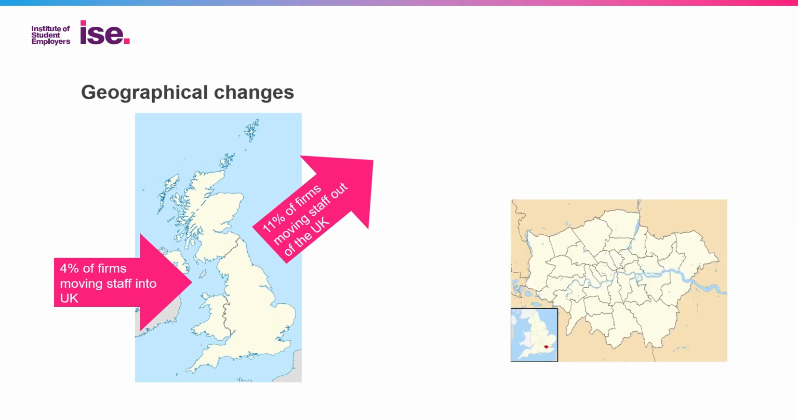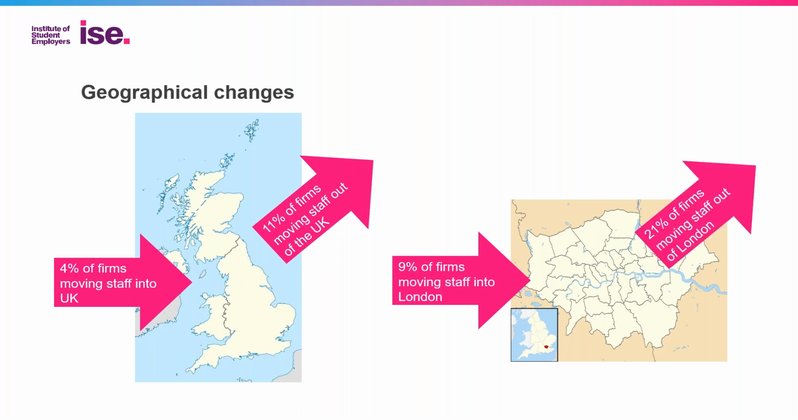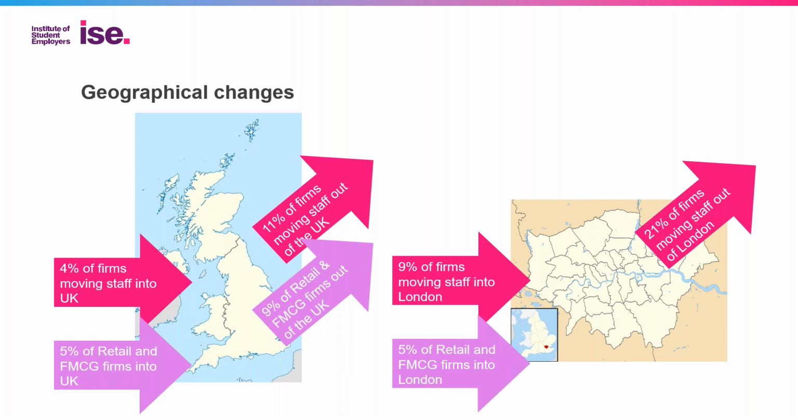We then looked at the same issue with London, because we've been noticing a trend towards regionalization, and about 9% of firms were moving staff into London, and about 21% of firms were moving staff out of London. If we then look at the retail and FMCG figures, we can see fairly similar figures. So 5% moving into the UK, 9% moving out, 5% moving into London, 14% moving out. So there is a pattern here, or at least there was at the beginning of the year, of more firms moving staff out of the UK and more firms moving staff out of London than are moving into the UK and into London.